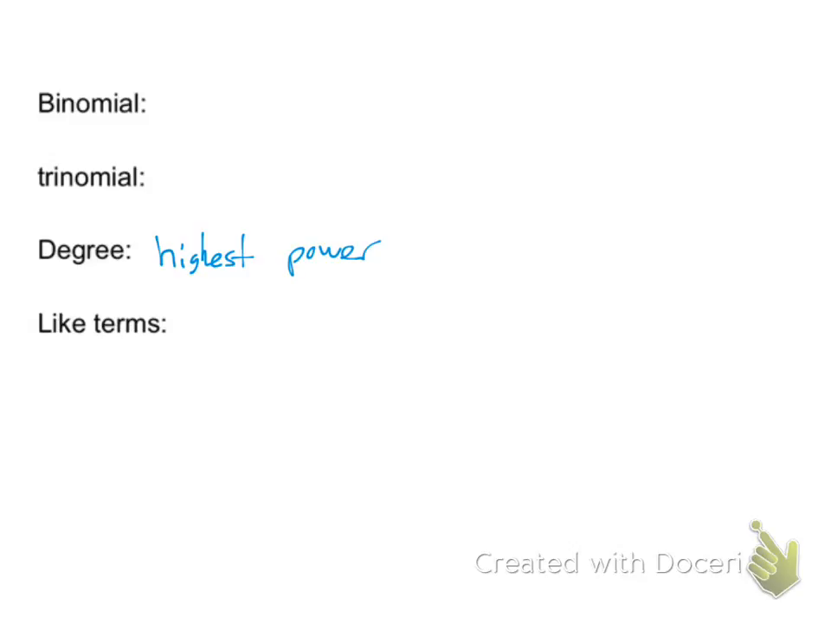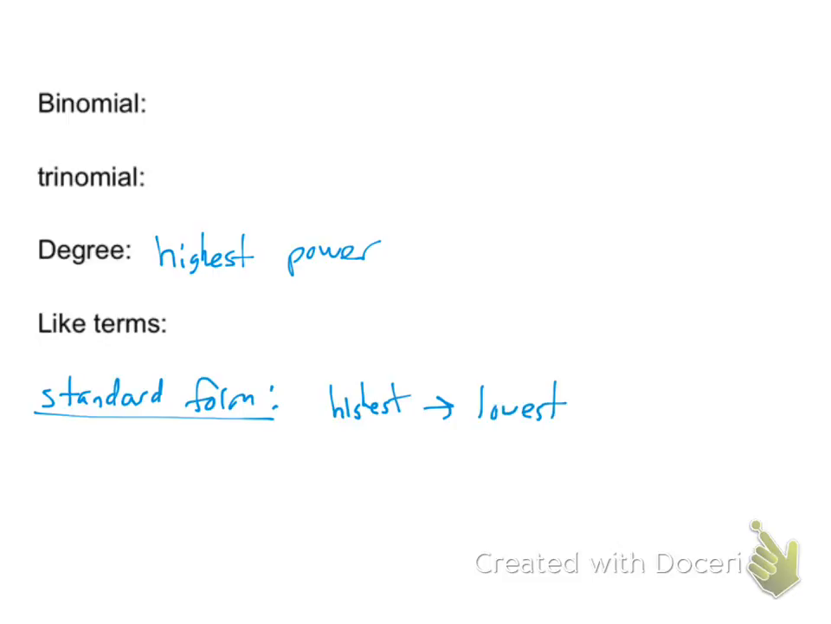Usually we put things in standard form. I don't have that listed as one of our terms, so I'll put it as an extra term here. What's standard form of a polynomial? It's when a polynomial is listed or put in order from highest to lowest exponent, right? Or highest to lowest powers.